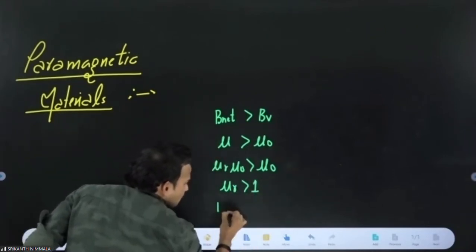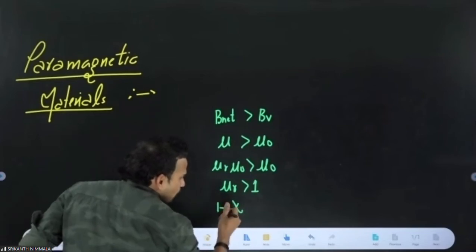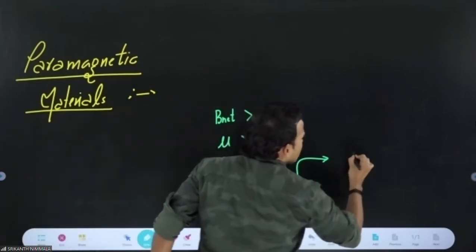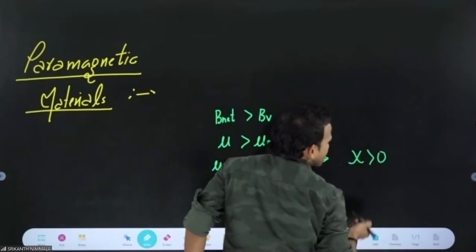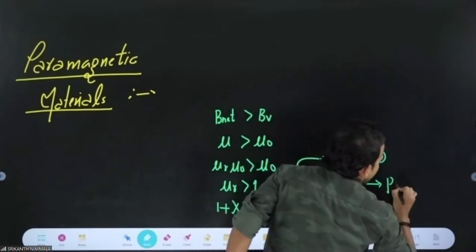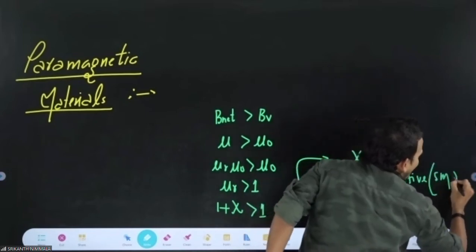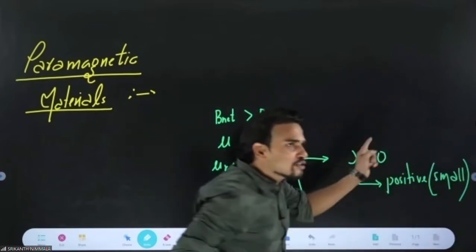That means 1 plus xi. Mu r is also 1 plus xi. 1 plus xi will be greater than 1. Now 1 will get cancelled, so from here you will get xi greater than 0. Greater than 0 means your xi will be positive. Positive xi, but that positive value will be small because the induced magnetic field was small.